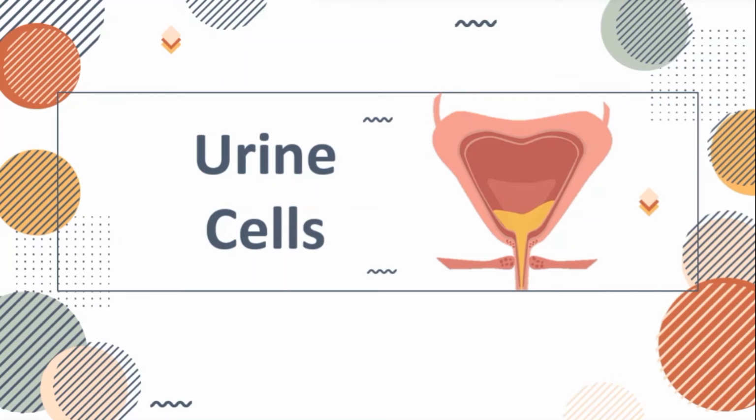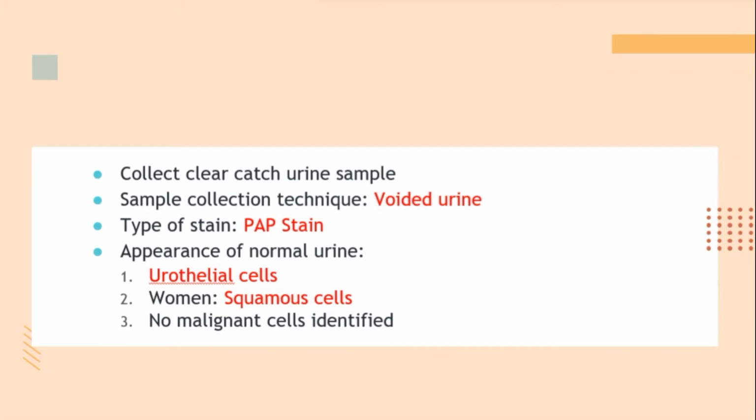Next is the urine collection. For this part, we have collected a clear catch urine sample. We were using voided urine and then the urine was stained using the PAP staining technique before we could observe under the microscope. The appearance of normal urine must contain urothelial cells. Other than that, in women, the squamous cells from the vagina may also be present. Another important thing for normal urine is that there is no presence of malignant cells identified.